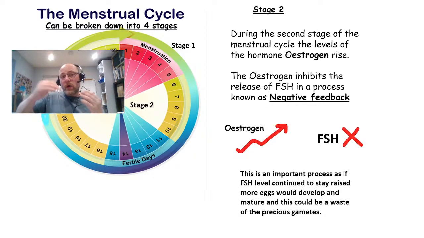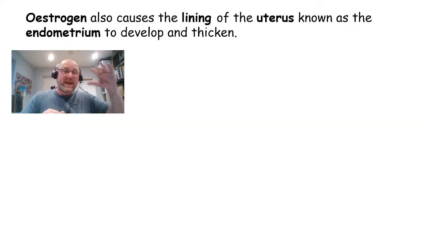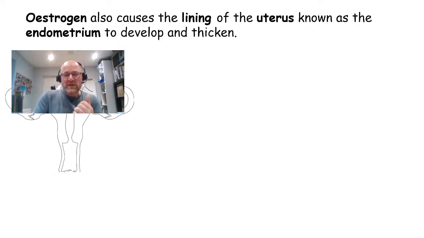Why do we not want more eggs to ripen? We don't want to waste them. They're precious things, these eggs. So we only want one released every month. So it's like, right, you've done your job, you've got one ready. Estrogen now instructs FSH, it's my turn to do my bit. And estrogen thickens the lining and starts to build it and develop it. So the main thing you need to know, it develops the lining of the uterus, but also it inhibits FSH.